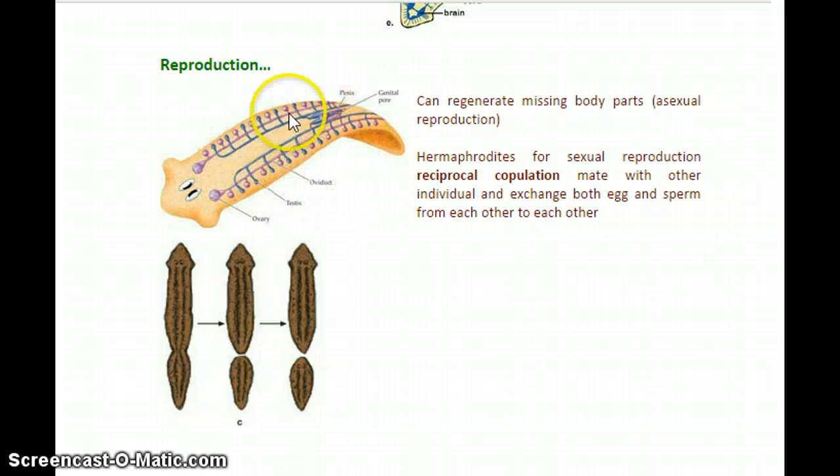For reproduction, they're hermaphrodites usually, so they have both sets of male and female gonads. And they can actually swap gonads with each other. They call that reciprocal copulation. That way there's a little bit more genetic diversity, so they can switch eggs and sperm. Or, if there are no others around, they can just fertilize themselves. So here's an example of the regeneration. You cut the tail off, and this tail will then become a new individual with new eyes and everything.